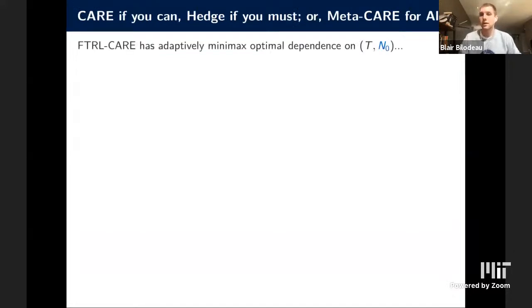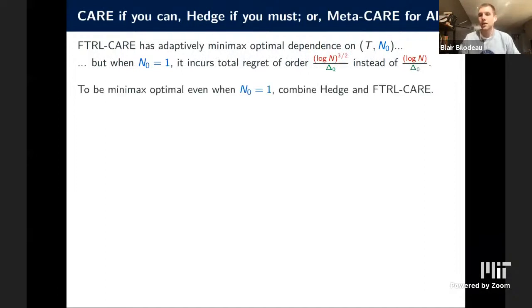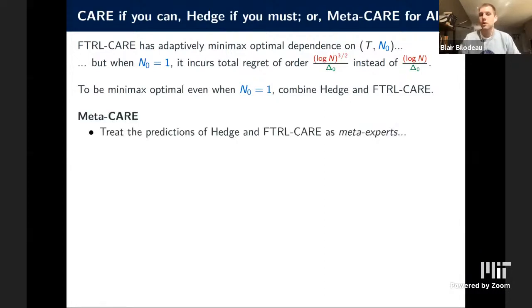So again, the idea is FTRL care has the optimal dependence on the number of effective experts. But in the single effective expert case, it has a slightly worse dependence on N. And so we want to combine FTRL care with the Hedge algorithm, which does do optimal for the case of the single effective expert. And we're going to do this using metacare, which says have two instances running, one of Hedge and one of FTRL care, and treat their predictions as basically meta experts. And then aggregate over those using one more instance of Hedge.